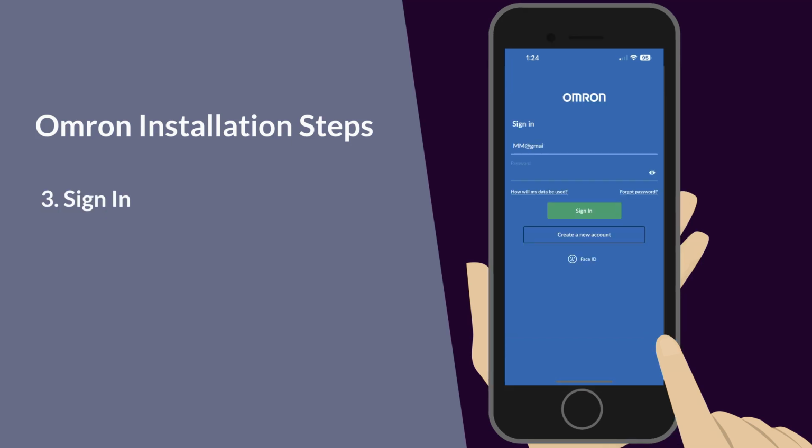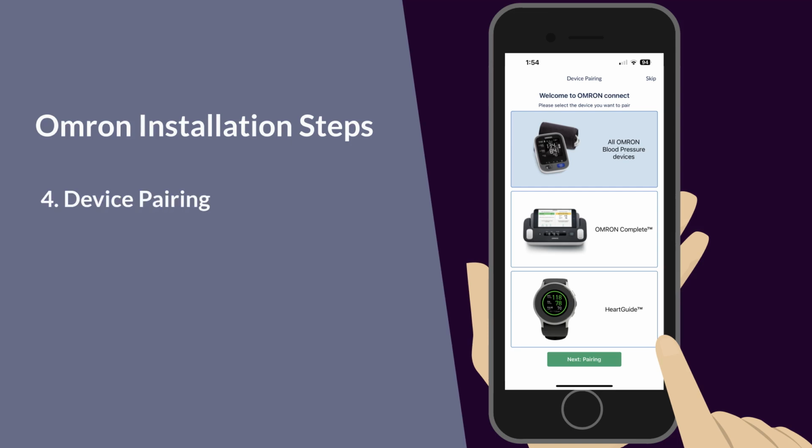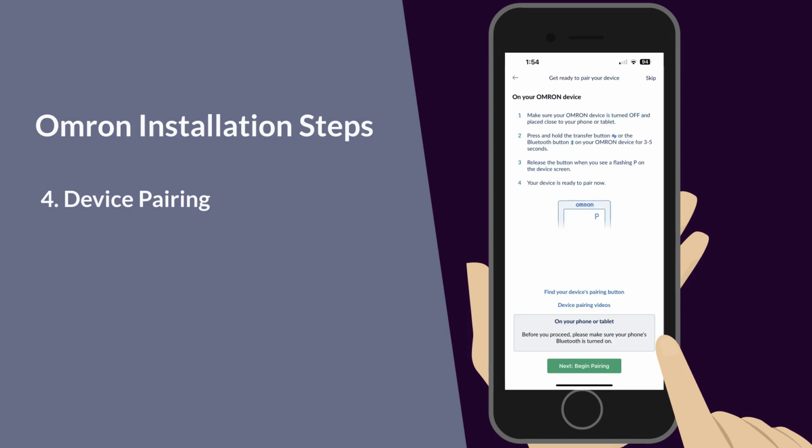Now, you can log in using your email and password. Once you have logged in, the app will ask you to connect your devices. Start with the blood pressure device. Follow these steps carefully. First, make sure your Omron device is turned off and placed close to your phone. Next, press and hold the transfer button or the Bluetooth button on your Omron blood pressure cuff for 3 to 5 seconds. When you see a flashing P on the device screen, release the button. This means your device is ready to pair.